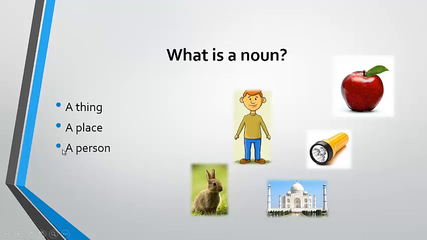Also, it can be a person, like the image of the boy we have here, and it can be an animal too, like this little rabbit. Finally, a noun can be a fruit. For example, this apple we have here. So in summary, a noun can be a thing, a place, a person, an animal, and a fruit.